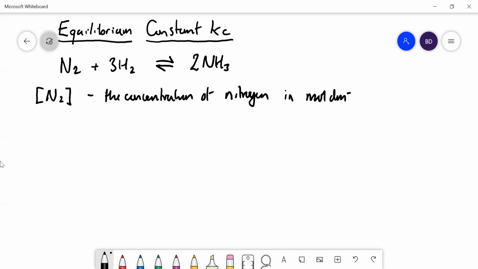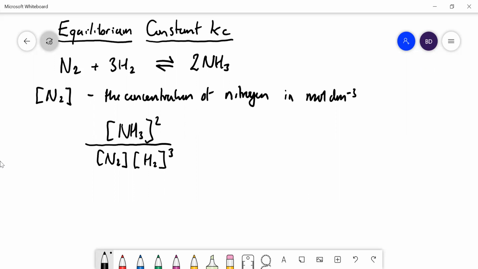Right, now if you look at the concentrations of those gases at equilibrium, you will find that this ratio, so if you do the concentration of ammonia squared divided by the concentration of nitrogen to the power of 1 multiplied by the concentration of hydrogen to the power of 3. And I'm sure you can see where those little indices come from. They come from the big numbers in front, which are properly called the stoichiometric coefficients. I usually call them the big numbers or balancing numbers. Okay, that's what they are.